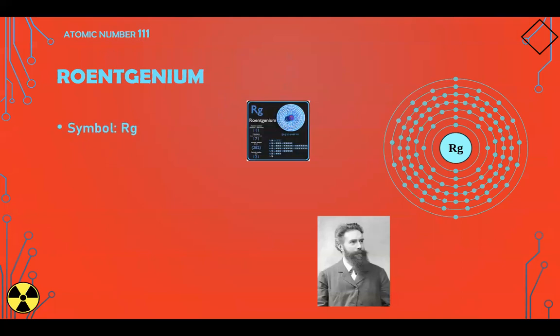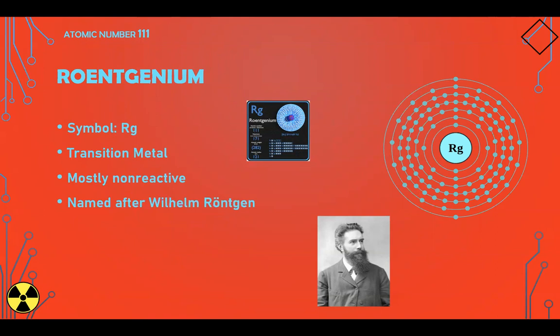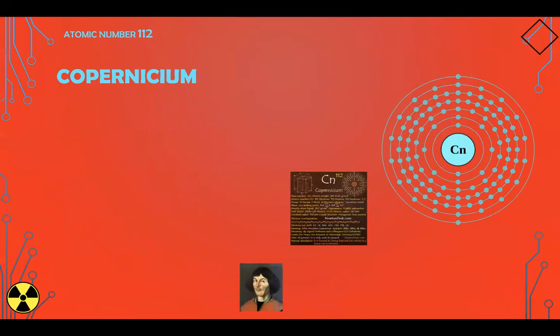Roentgenium. Roentgenium's symbol is Rg. It's a transition metal. It is mostly non-reactive, like, you know, platinum, gold, ruthenium, rhodium, etc. Roentgenium is named after Wilhelm Röntgen. At least, I hope I'm pronouncing that right. And this scientist actually discovered X-rays. Roentgenium is used in the production of heavier elements, and it has the atomic number 111.